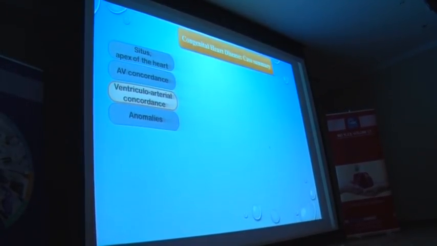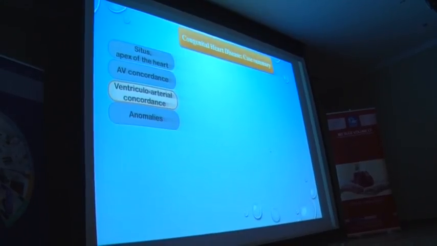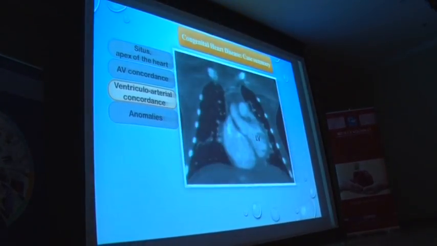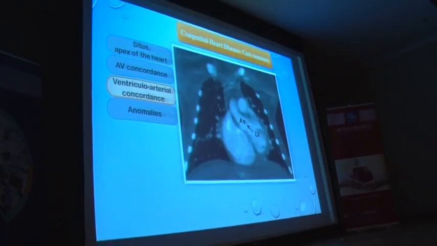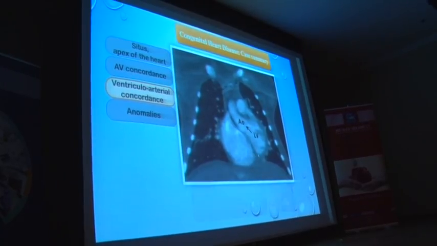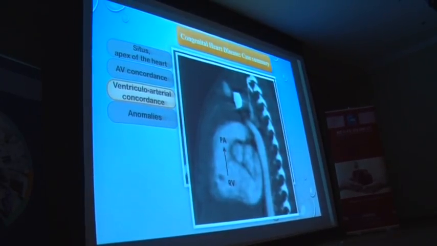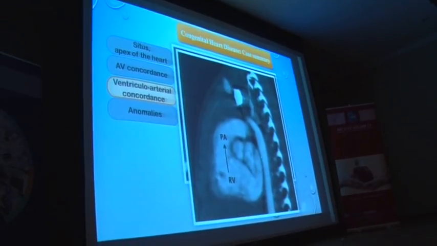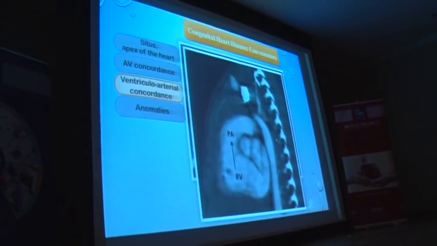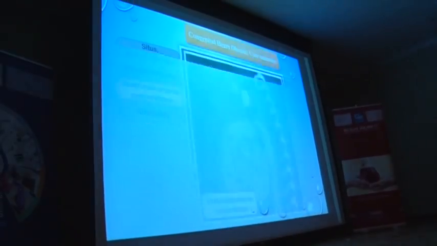Then we confirm ventricular-arterial concordance, a very hard word. Actually, it's very simple. Just confirming that the aorta is coming from the left ventricle and that the pulmonary artery is coming out from the right ventricle. And it was okay for this child. So where's the problem? These are the pulmonary veins, okay? And normally the pulmonary veins are going where?